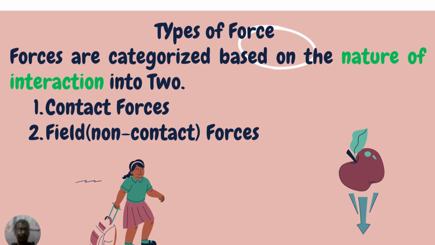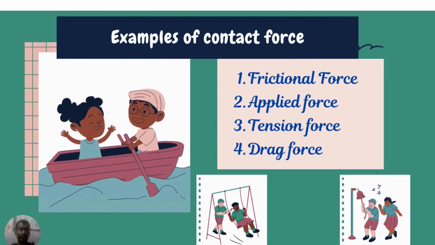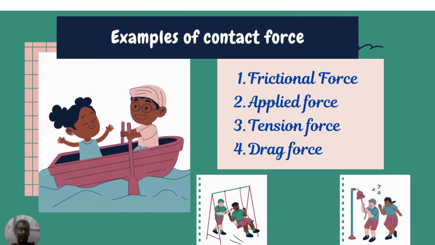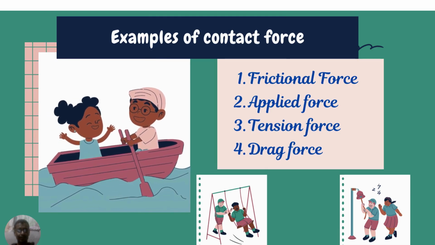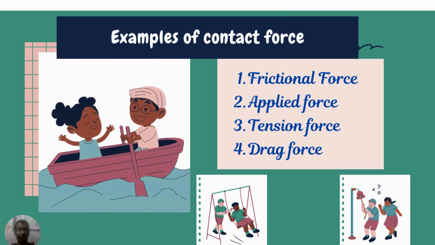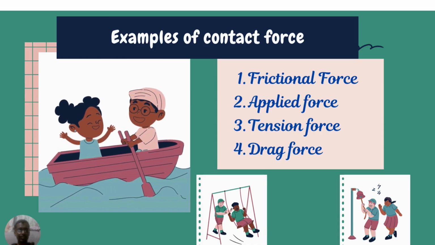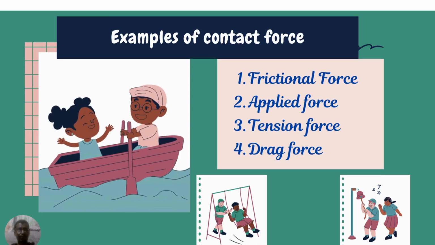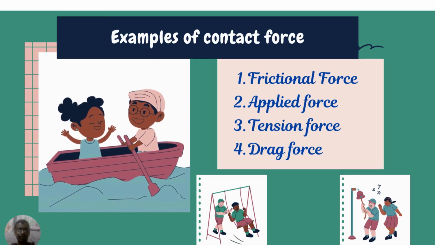When we come to field or non-contact force, it is a force that does not need touching of the objects. It acts over a distance. The force that acts over a distance is called non-contact force. Examples of contact force: frictional force, as we said, occurs when objects pass or slide over each other. Frictional force, applied force, tension force, and drag force are all examples of contact force.